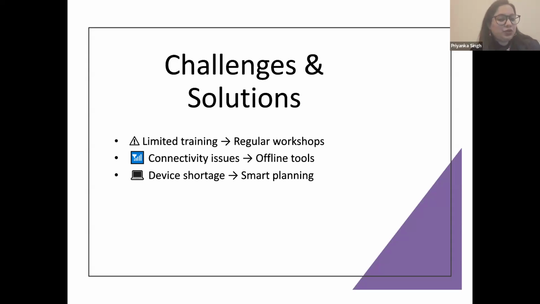If you are having a device shortage, you are not having 30 computers for your 30 learners one-on-one, you can do smart planning. If you are not having a dedicated lab in your school, you can have a shared classroom, a shared environment wherein maybe 2 or 3 students are sitting on one system and doing project based learning.